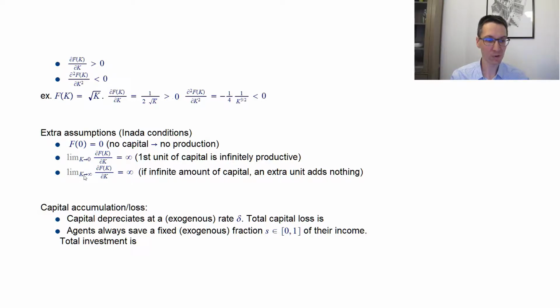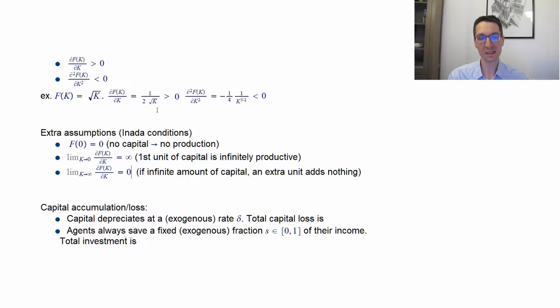So the limit when k tends towards infinity of df(k)/dk equals 0. And we can verify that these assumptions hold for our choice of function. If I look at the first derivative, df(k)/dk equals 1 over 2 square root of k. So what happens when k tends towards 0?